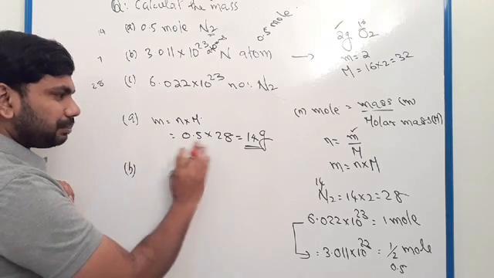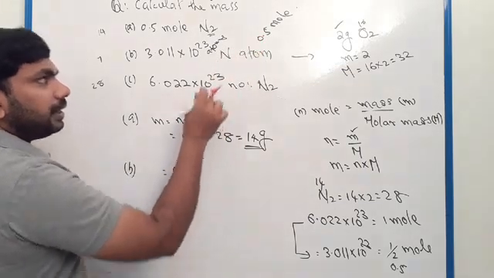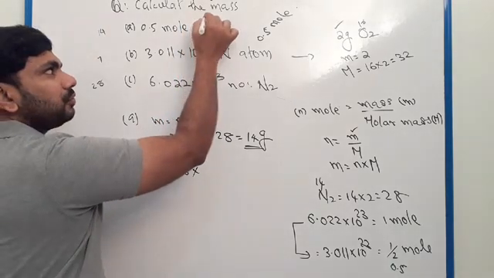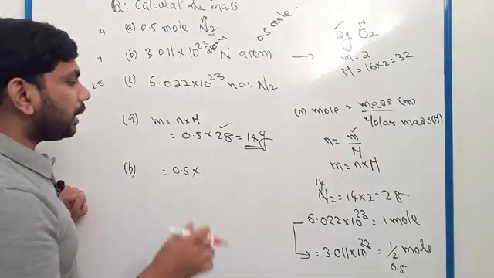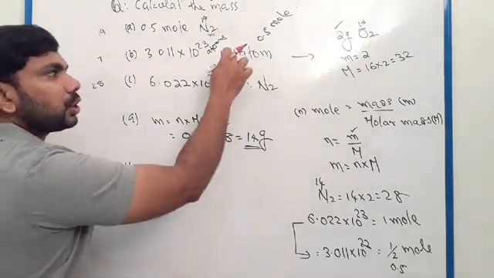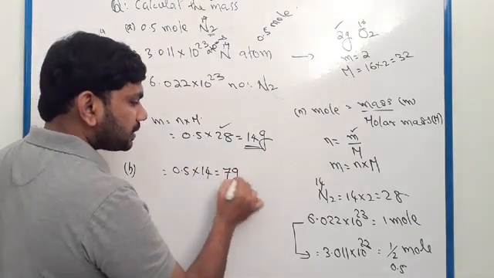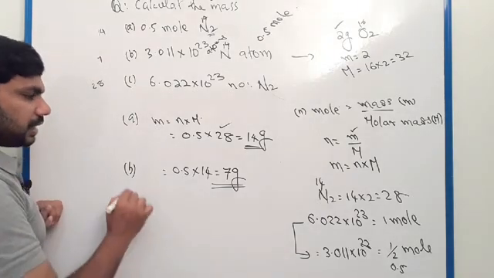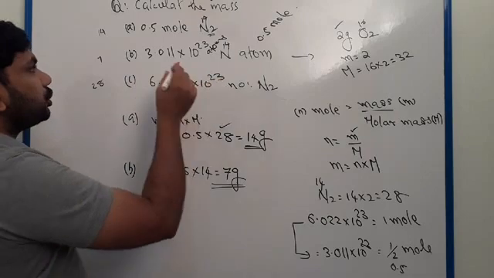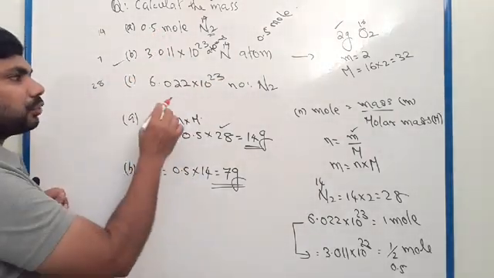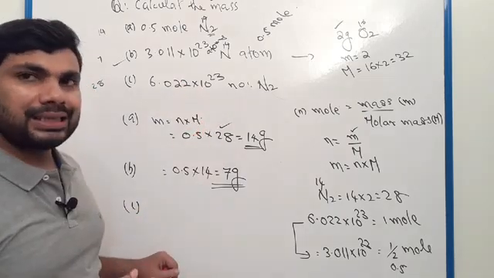So here also you can use the same equation. Mass is equal to number of moles, 0.5, times molar mass. I told you for N2 you have to do 14 times 2, that's why it is 28. Here it is only N, not N2, so you multiply with 14, not 28. 0.5 times 14, the answer will be 7 gram. This is the mass of nitrogen atoms. Now the third one, calculate the mass of N2. Here 6.022 × 10^23.